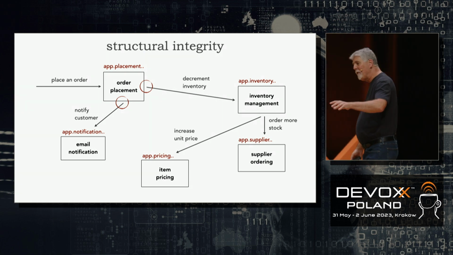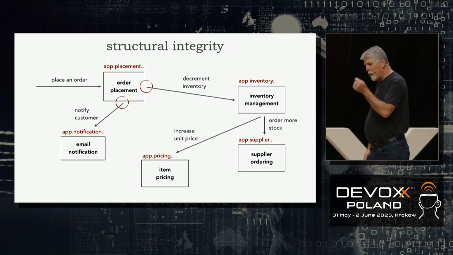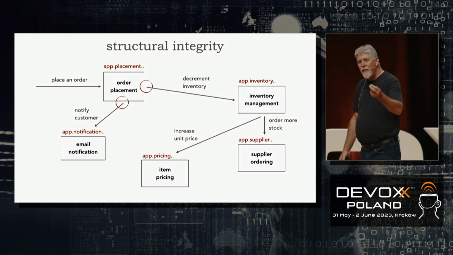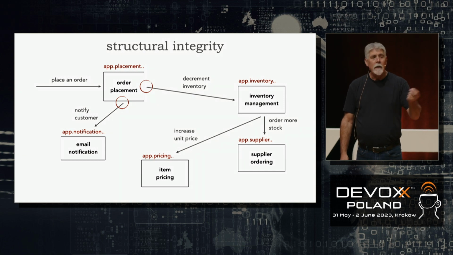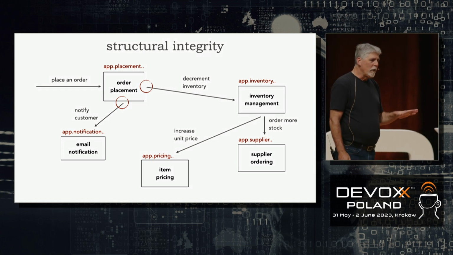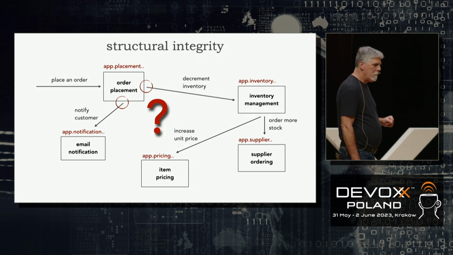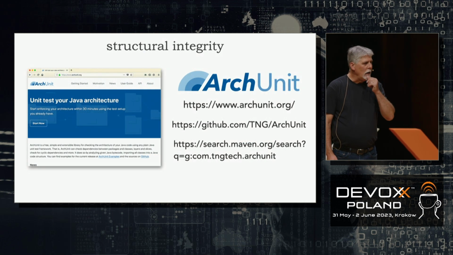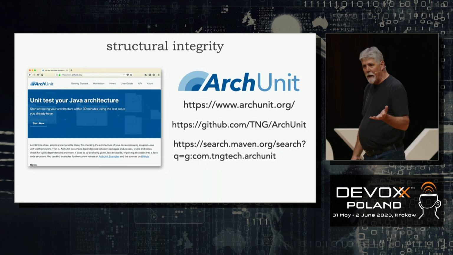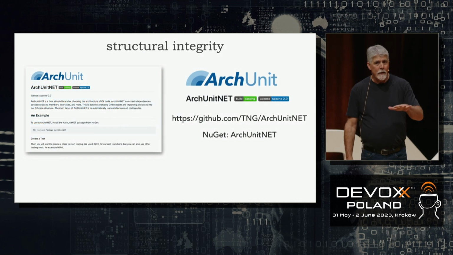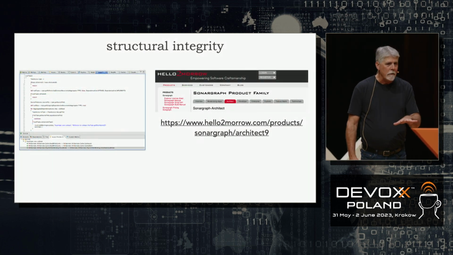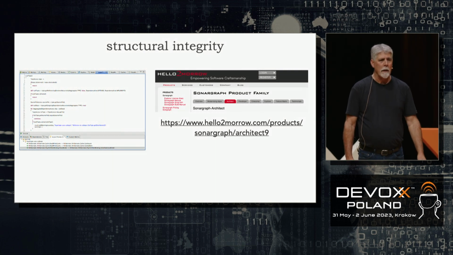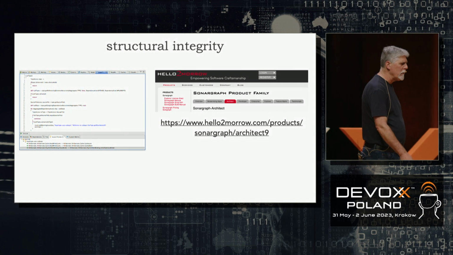So, now that I've decoupled my system, how do I make sure that I maintain that structural integrity? And the answer? Fitness functions, tests. So let's write some. These are tools we can write for structural integrity. The first of these, let me show you 4, is ArchUnit for the Java platform, ArchUnit.NET for the .NET platform, NetArchTest, also for the .NET platform, and SonarGraph, which works for a host of other kinds of platforms and languages, including JavaScript, as a matter of fact.